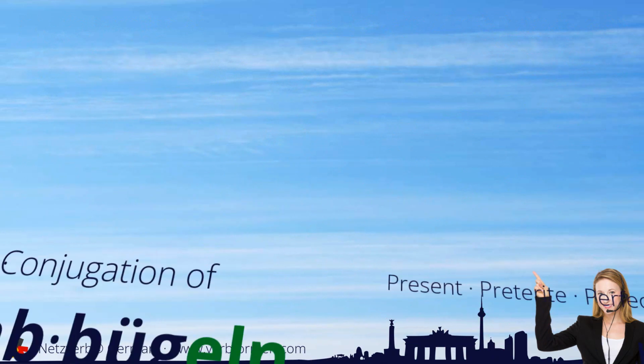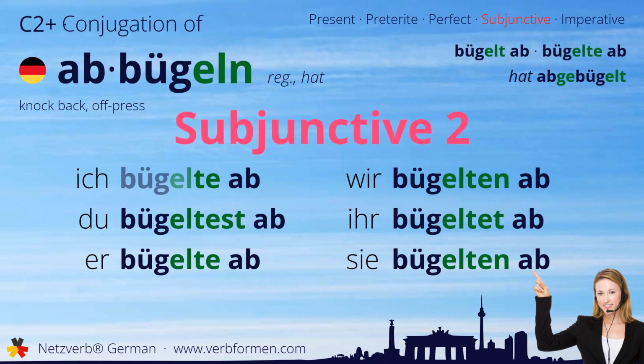Now we move on to the subjunctive two. Ich bügelte ab. Du bügeltest ab. Er bügelte ab. Wir bügelten ab. Ihr bügeltet ab. Sie bügelten ab.